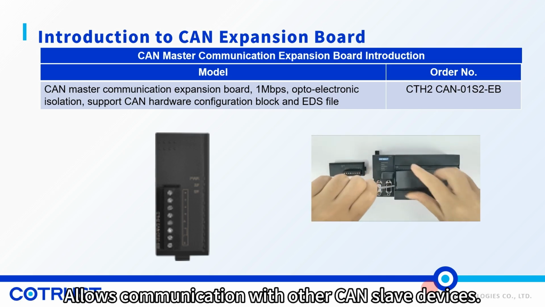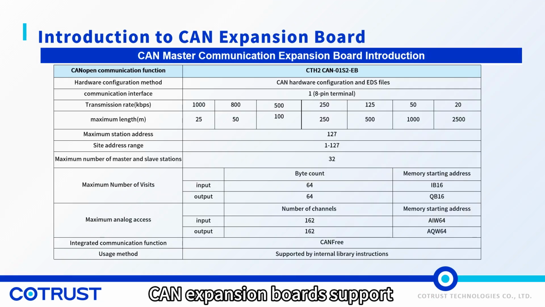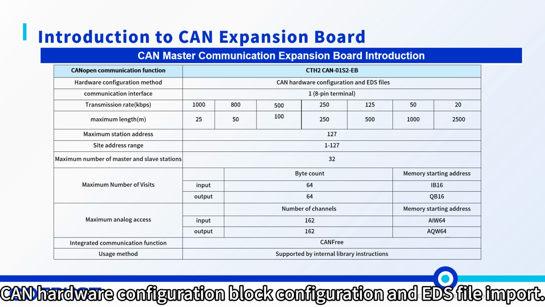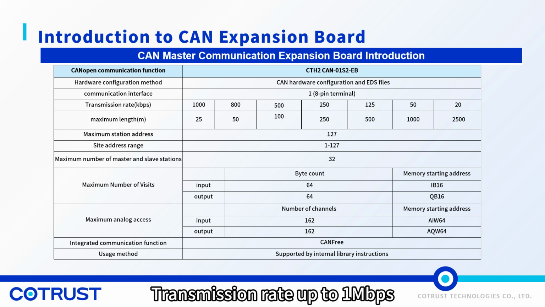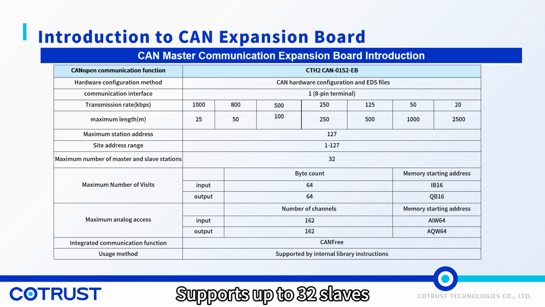It allows communication with other CAN slave devices. CAN expansion boards support CAN hardware configuration, block configuration, and EDS file import. Transmission rates are up to 1 megabit per second, communication distance is up to 2,500 meters, and it supports up to 32 slaves.